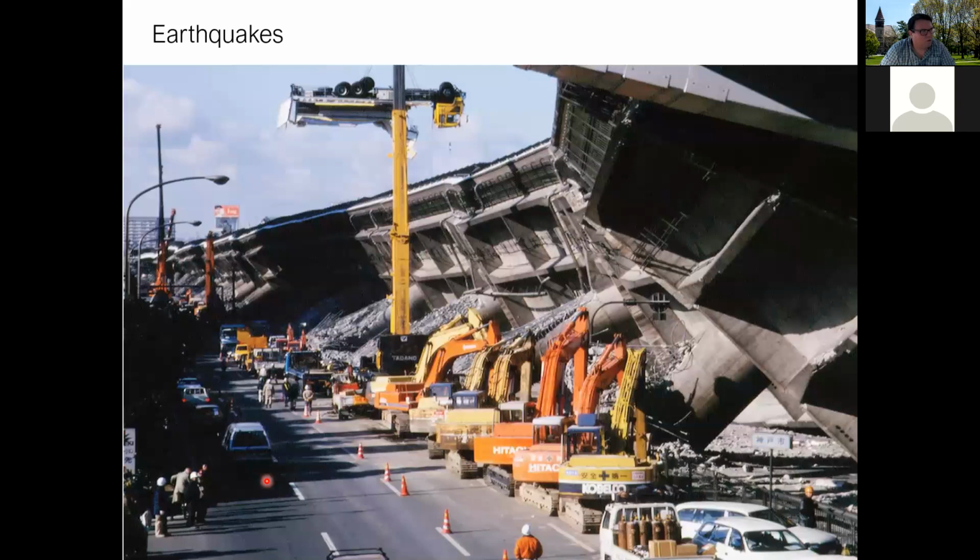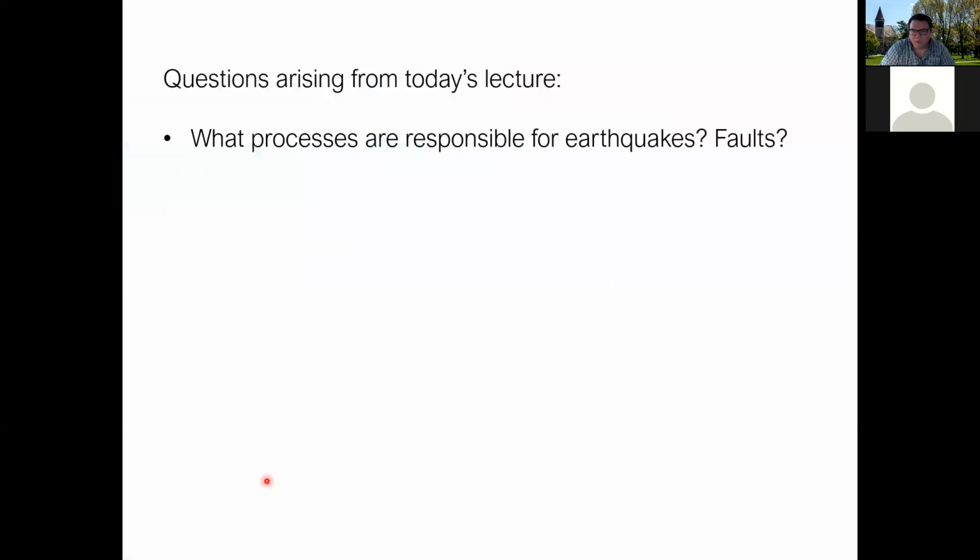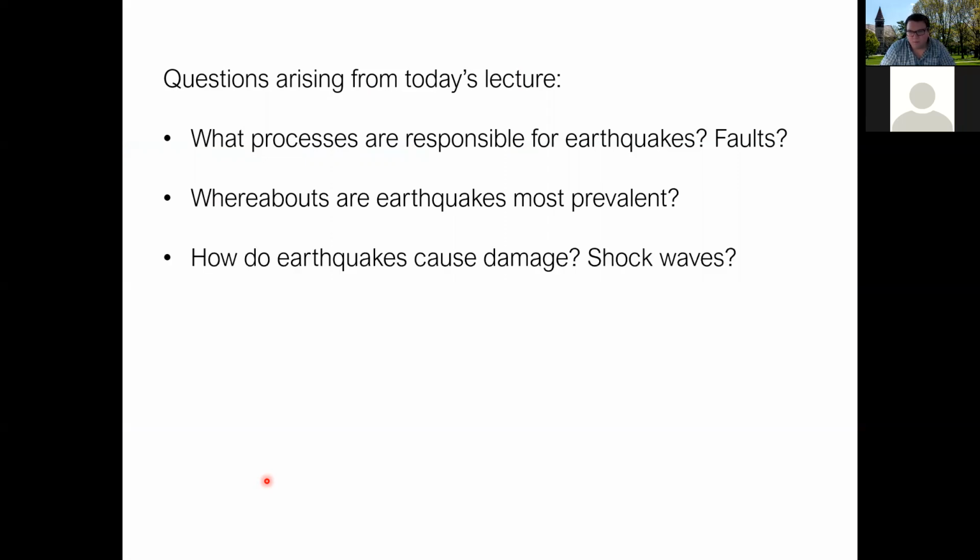So, getting back to earthquakes, I was going to bring up some questions and some discussion of the earthquakes we're going to get into. We're probably going to wrap up earthquakes in the next week after the first exam. Some of the questions we're going to get to as part of this earthquake discussion are: what processes are responsible for earthquakes, for faulting? Where on planet Earth are earthquakes most prevalent? What are their impacts, why do they cause so much damage, and what's the basic science behind the fact that these rocks break and distribute energy and shock waves around the Earth?